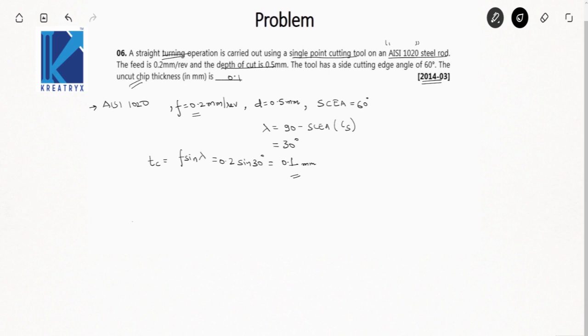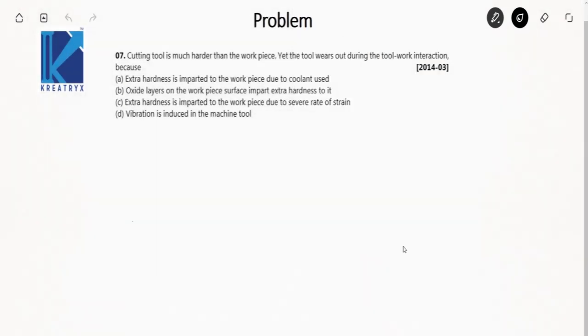Now moving to the next question. So friends, this is a theoretical question, and it is again a GATE question from the year 2014. What they are asking: the cutting tool is much harder than the workpiece, yet the tool wears out during the tool work interaction because extra hardness is imparted to the workpiece due to coolant use.